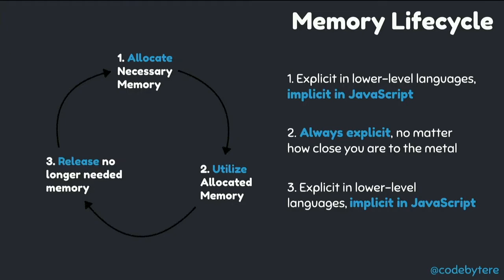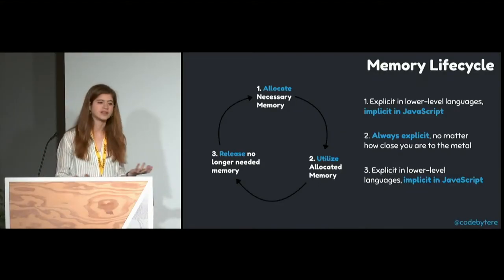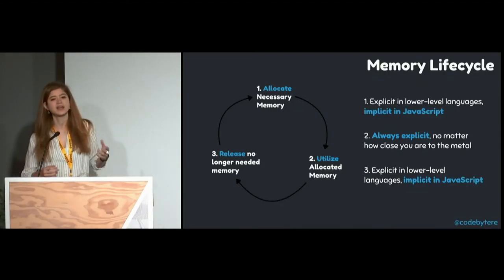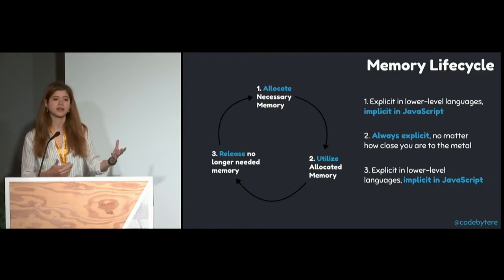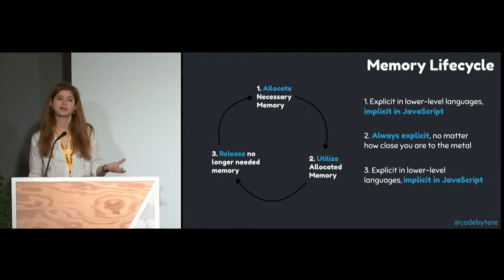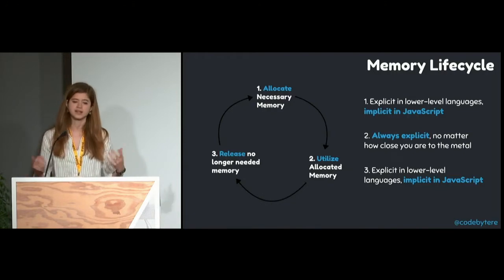Then, in the second stage, we're going to use the memory that we just allocated. This can't really be done implicitly, as it's what comprises the bulk of a given program. If this part was implicit, we just kind of wouldn't have code. And then finally, once we've used the memory that we've allocated to fulfill its purpose, we then deallocate it. This is, again, explicit in lower-level languages like C, where we'd call something like free, and then implicit in JavaScript.